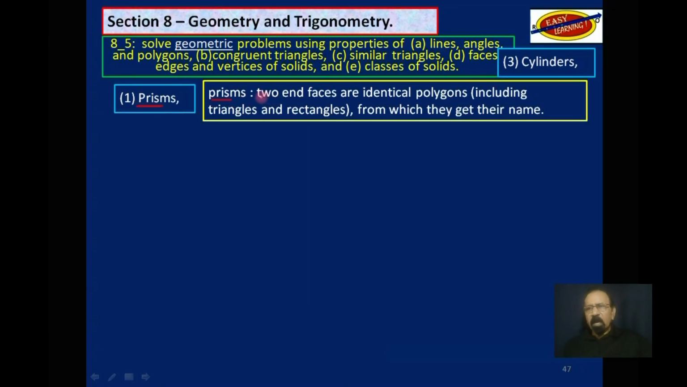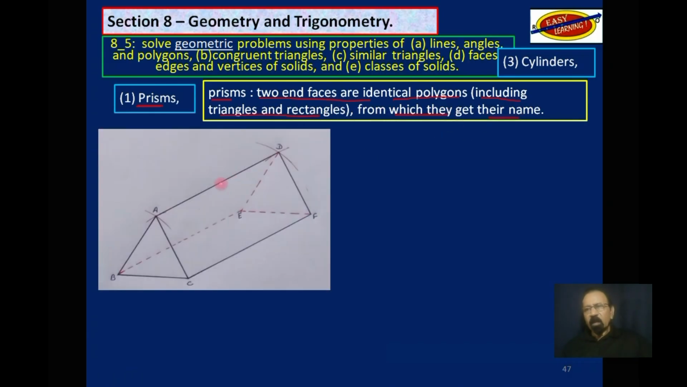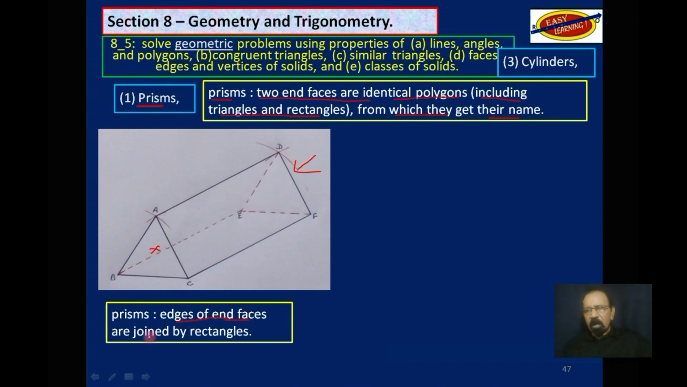Prisms, they have 2 end faces that are identical polygons, including the triangle and the rectangle, from which they get their name. For example, if you look at this, you have a triangle here and you have a triangle on the other side, end faces. So that will be a triangular prism. The edges of the end faces are joined by rectangles, as you could see, A, C, F, D. That's a rectangle, and you have 2 other rectangles there. So that's a triangular prism.